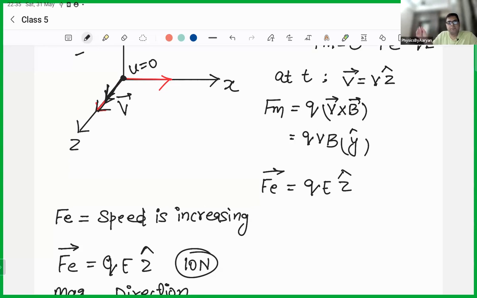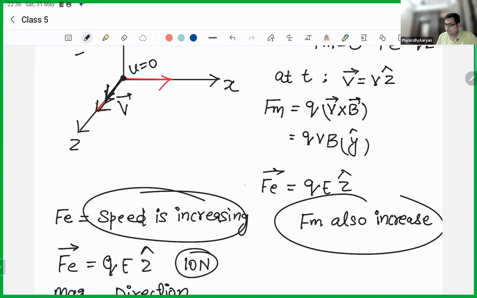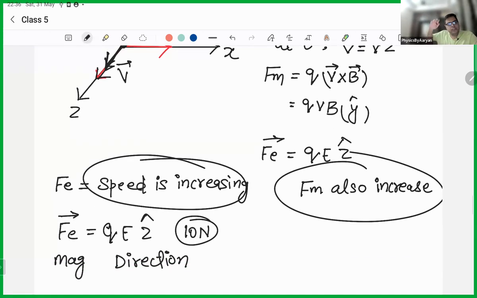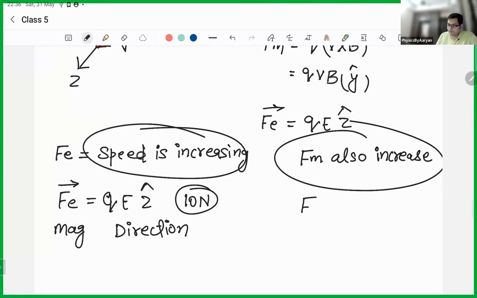As the speed of the particle keeps on increasing, the magnetic force also keeps on increasing. और increase होता ही जा रहा है. It keeps on increasing because speed is increasing, so magnetic force will also increase. After a very large amount of time, the magnetic force will become very much larger than electric force, because electric force is not changing. Electric force remains fixed.